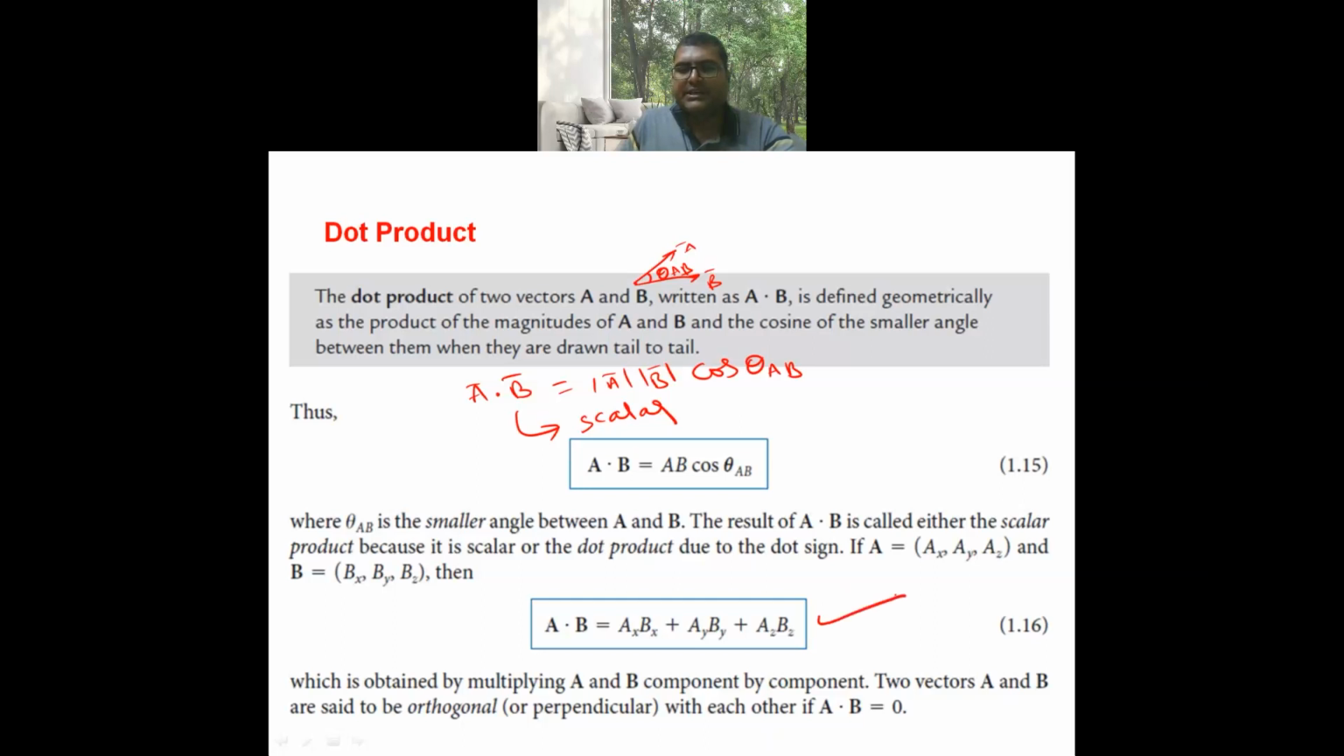Another type of representation is in terms of components of vectors. Here, A dot B is equal to mod A mod B cos theta. If the cos value is equal to 0, the dot product is 0. That implies the two vectors A and B are perpendicular to each other.